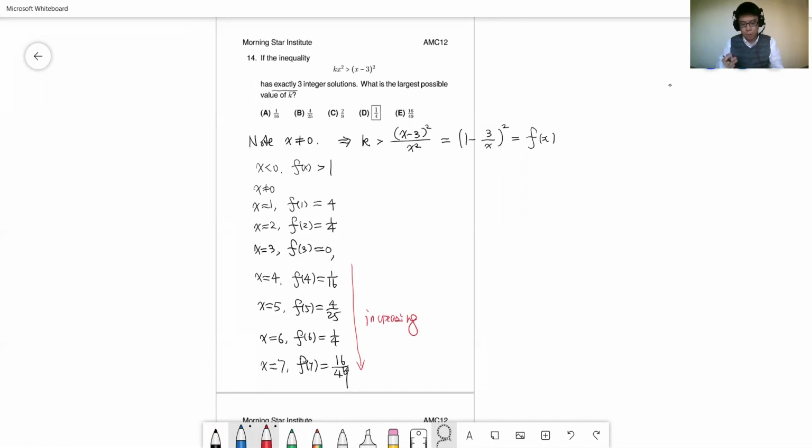All right, let's pick the smallest 3 values here. They are 0, 1 over 16, and 4 over 25. Other values are larger. Now, in order to have exactly 3 solutions, that means k must be larger than 4 over 25 and less than or equal to the next value, which is 1 over 4. If k is larger than 1 over 4, we will have at least 4 solutions. So the largest k should be obtained at 1 over 4.